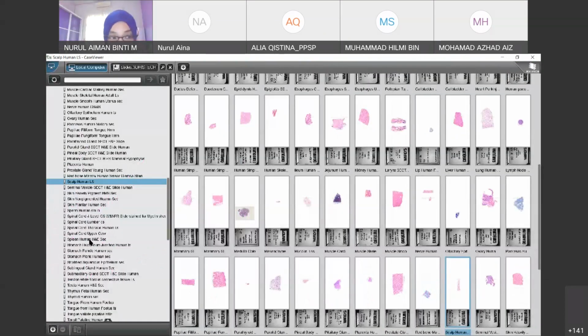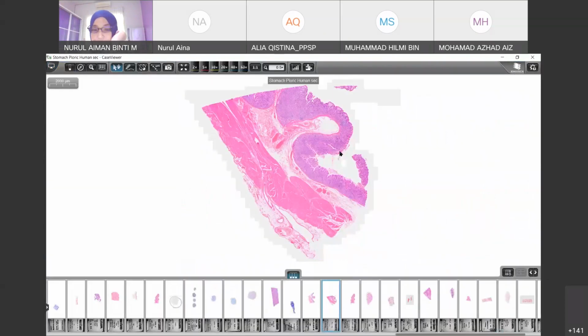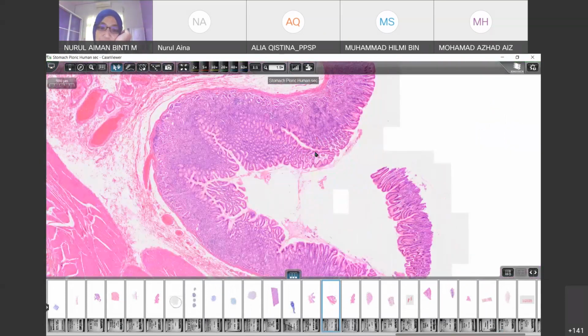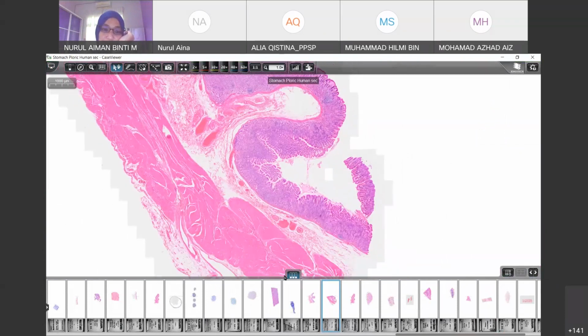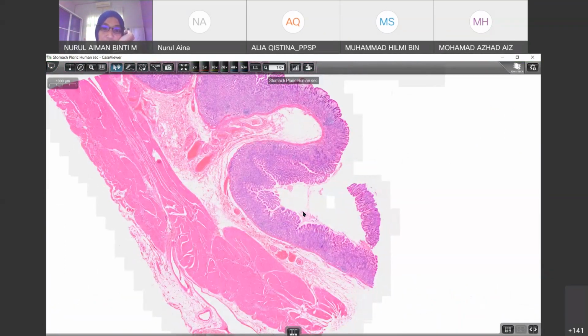Okay, just if you're interested to look into the stomach. Sorry, if I am too fast, yes, please slow me down. Hopefully it's not too fast.